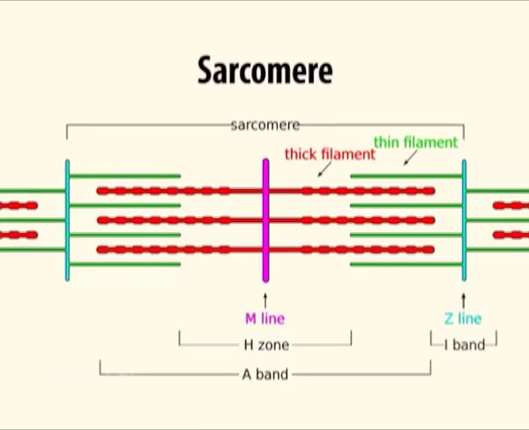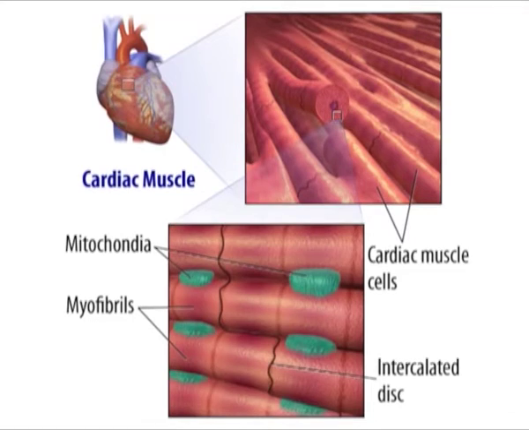Like skeletal muscle, the sarcomere is the contractile unit of the myocardial cell. It contains myosin and actin filaments along with troponin and tropomyosin. Shortening of sarcomeres causes contractions of muscles.